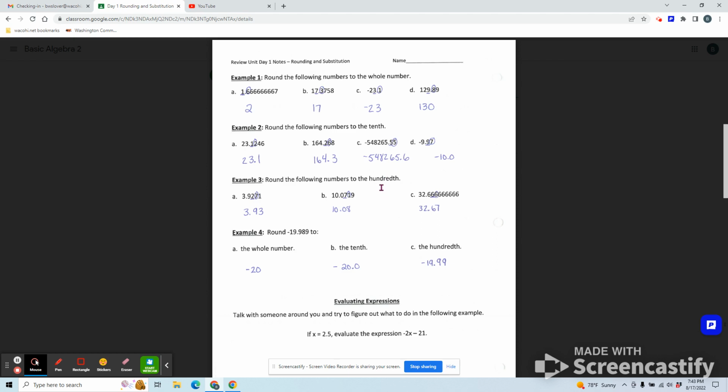And then example 3 is the nearest hundredth. So that's 2 decimal places. I underline the 2, that's the 2 decimal places, and I'm looking at the number to the right of it. It was a 7. Well, that's 5 or higher, so I add 1 to that 2, 3.93.